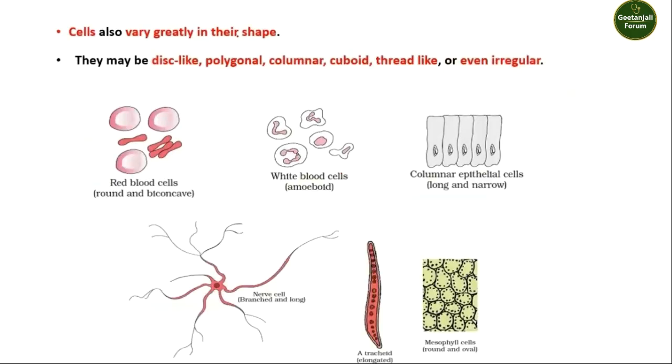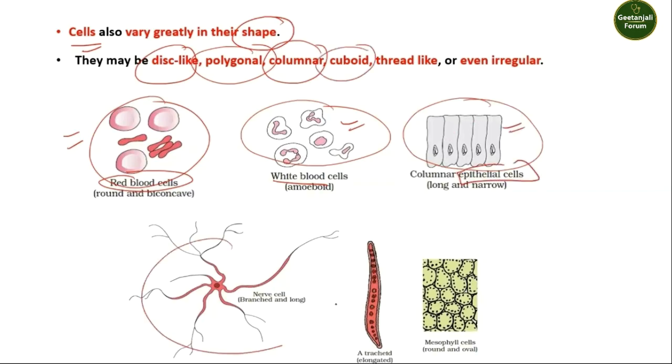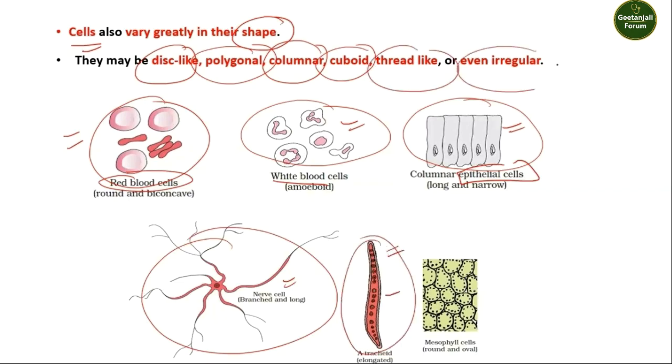Also, cells differ in their shapes. For example, disc-like cells are there. Our red blood cells are disc-shaped cells. Then there is polygonal shape. For example, white blood cells are polygonal in shape. Then there is columnar shape. These are the epithelial cells which have columnar shape. Then some cells are cuboid. For example, this nerve cell. Then thread-like shape. This is a thread-like shape. Then some cells have irregular shape. They can take any type of shape. Thus we can see cells can have different size and shapes.